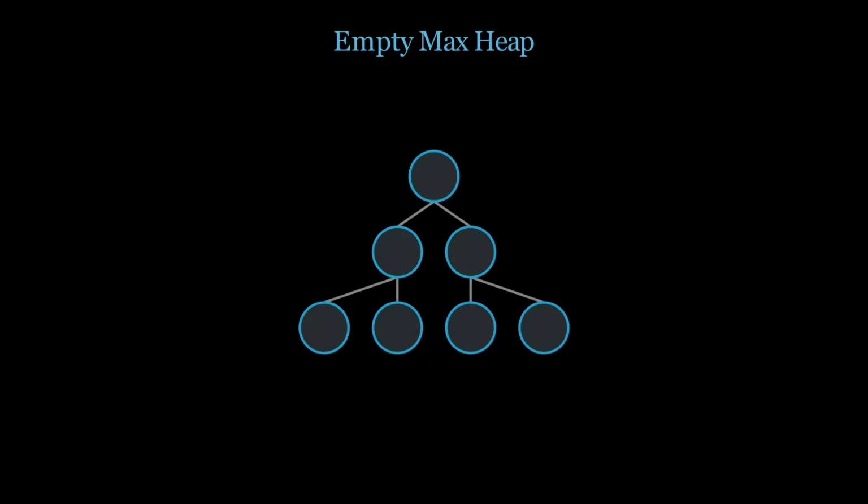Notice how it's arranged like a tree. It's a complete binary tree, which means all levels are filled except possibly the last one, which fills from left to right. Now let's see what makes heaps so special by inserting some values. The magic of heaps comes from how they maintain their structure during insertions and deletions.